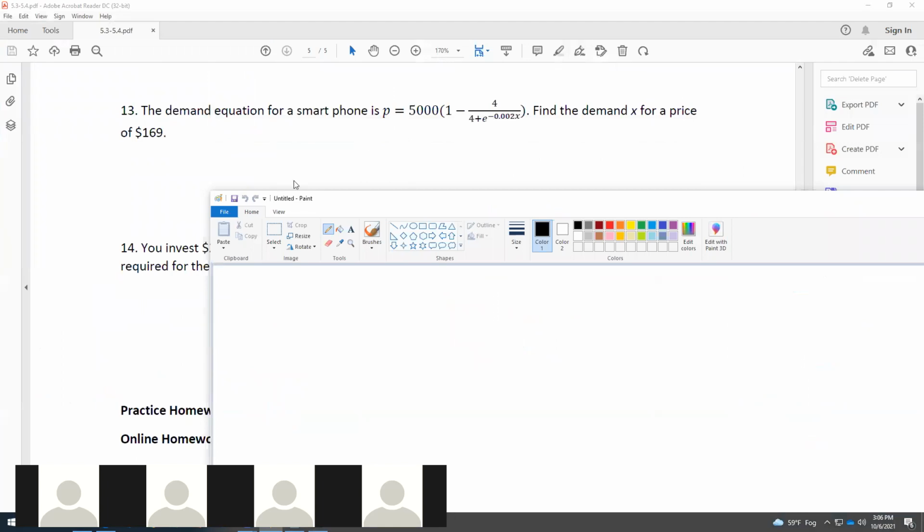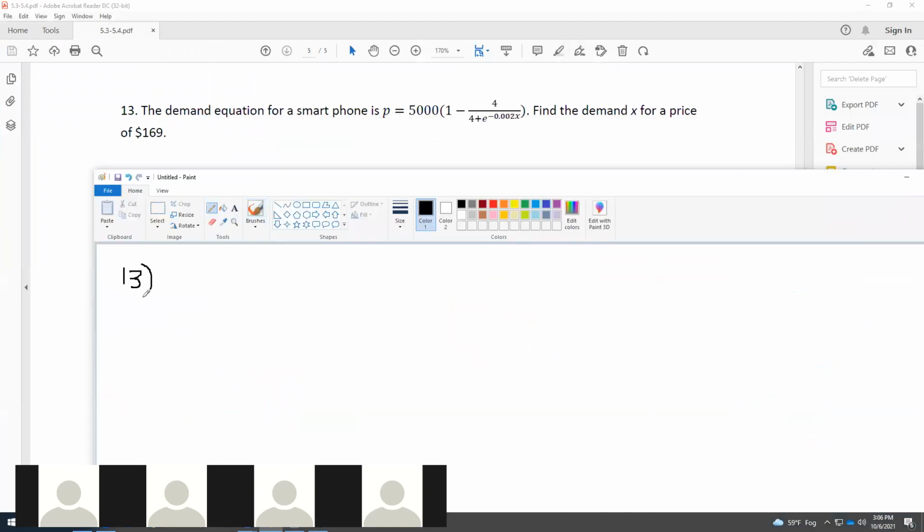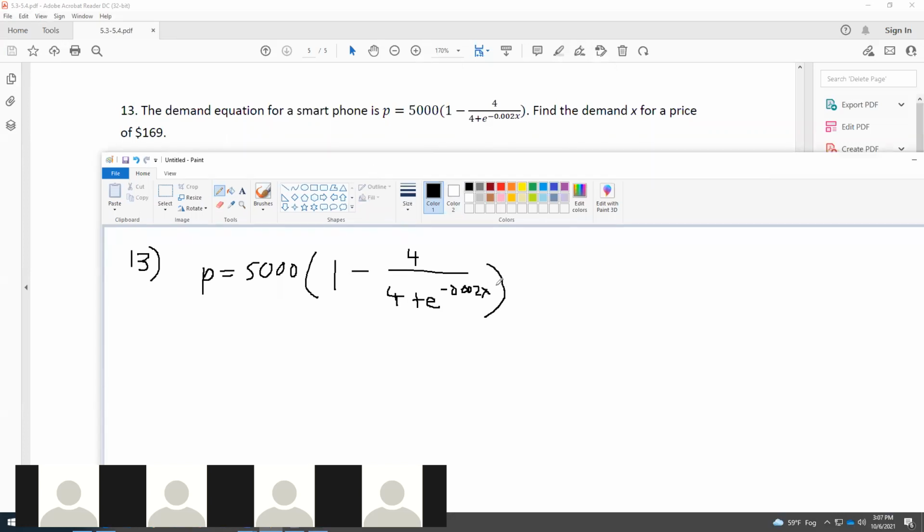So this is the word problems. This is a demand equation for a smartphone, given by P equals 5,000 times (1 minus 4 over 4 plus e to the power of negative 0.002x). This is a demand equation. This question is asking us to solve for x when the price P is 169. You have to solve for x.